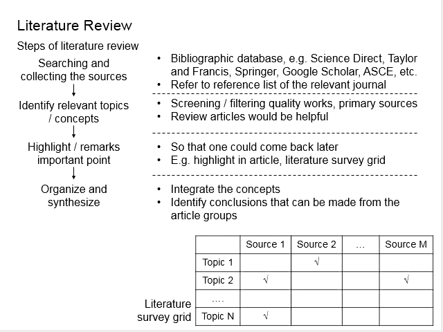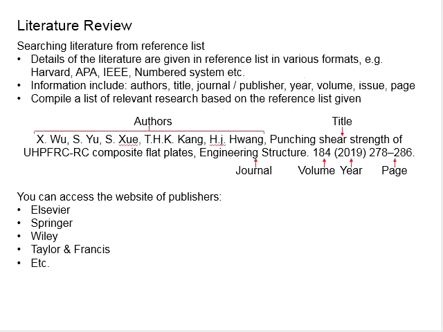To start with, you need to find a journal paper which is very closely related to your research work. Then you look at the reference list at the back of the journal paper, and you try to find all the references listed there. In the reference list, normally the details will be given in a particular format, for example, Harvard, APA, IEEE, numbered system, and so on. The difference in format is based on the requirements of the relevant journals.